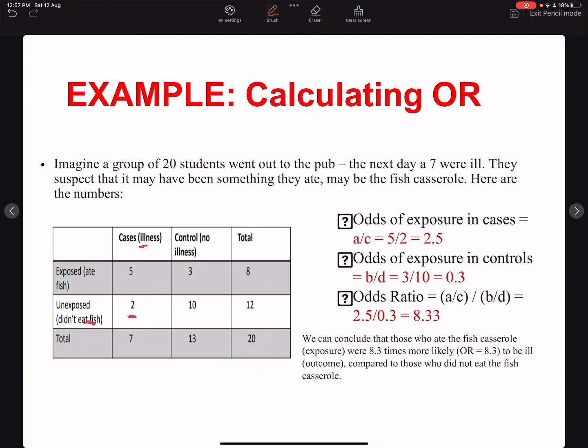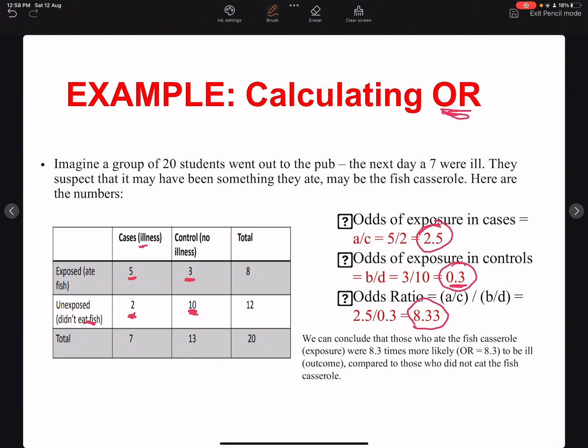We are going to take first the diseased group, exposed and non-exposed. So we are going to divide the 5 by the 2. Okay, it is going to give us 2.5. Now we are going for the control group who are not diseased. We are going to take those with exposure divided by those who are not exposed. This is going to give us 0.3. Then we are going to divide this 2.5 over the 0.03 and the result is going to be 8.33. This is how we calculate the odds ratio.